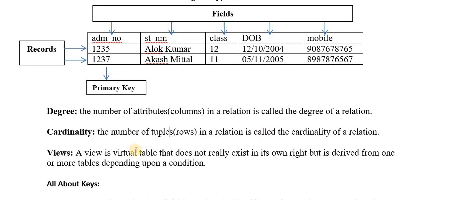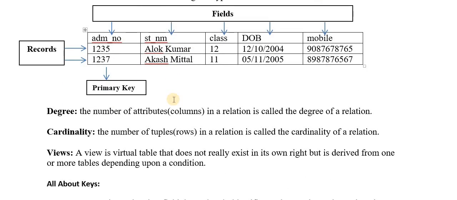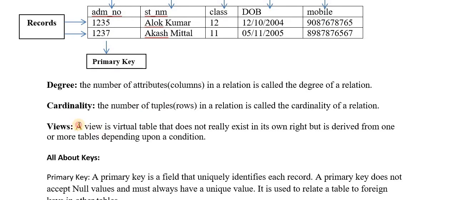Okay, next one is views. A view is a virtual table that does not exist in its own right, but is derived from one or more tables depending upon a condition. So the table is the real container of the information, and a view is a virtual container of information. It is temporary. Okay, so these are the basic terms related to data.